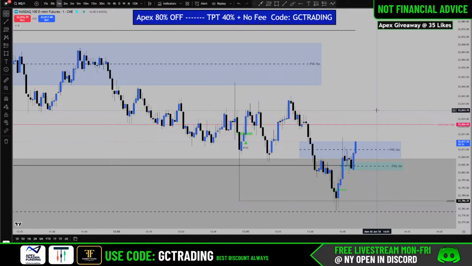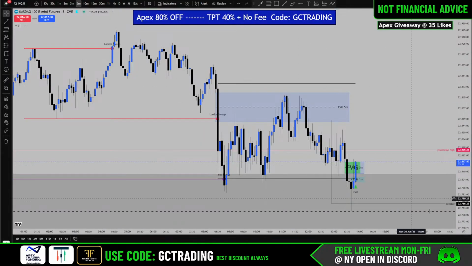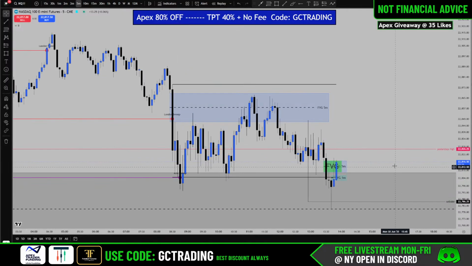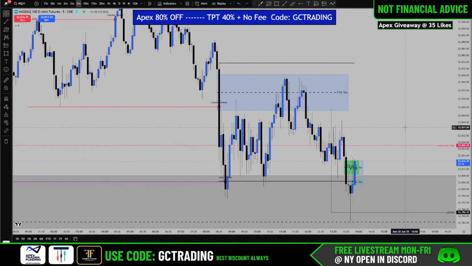If we get this inversion, I'll probably look to get long here. You can see the indicator's giving the signal as well right there. Candle's not closed though, so there's no confirmation. We got 3 minutes left. 3 minutes and I'll get long here.